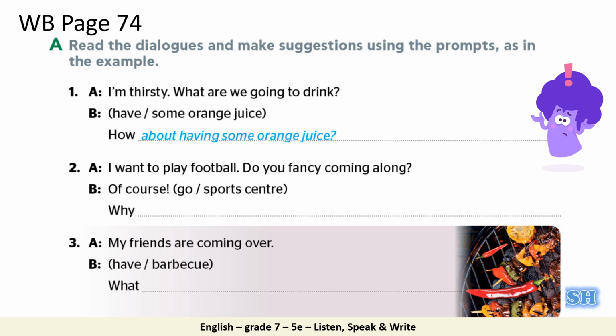Time to check your answers. Question 2. I want to play football. Do you fancy coming along? B. Of course. The prompt, go sports center. The answer will be, why don't we go to the sports center? Question 3. My friends are coming over. B. Have barbecue. The answer will be, what about having a barbecue?